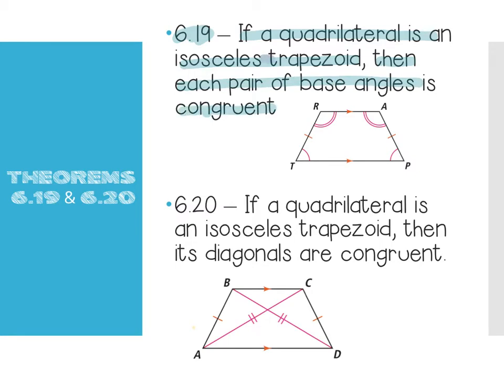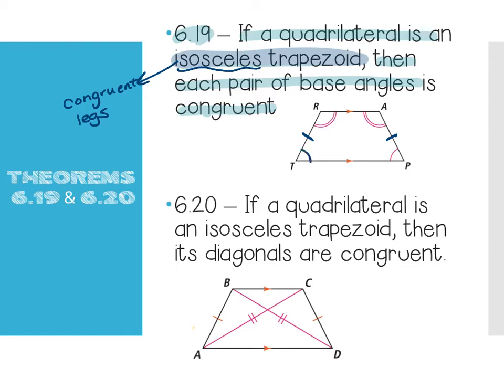By definition, an isosceles trapezoid is a trapezoid that has congruent legs, which means that the two non-parallel sides, which would be here and here on this trapezoid, if those are congruent, then it's called an isosceles trapezoid. And if that trapezoid is isosceles, then each pair of base angles is congruent.